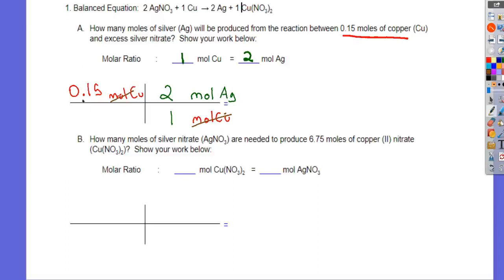Take out my calculator. And I have 0.15 times 2 divided by 1. So my answer is 0.30 mole of Ag.